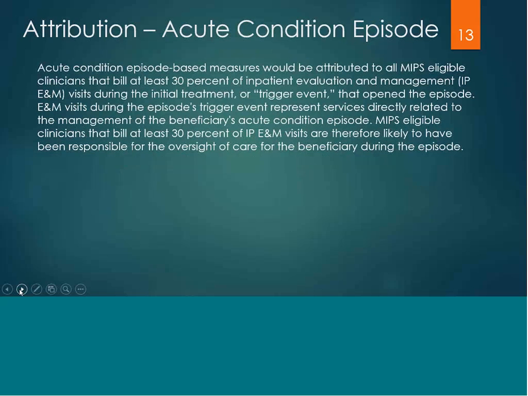So attribution for the acute condition episode would be attributed to all MIPS eligible clinicians that bill at least 30% of inpatient evaluation and management visits during the initial treatment or trigger event that opened the episode. The E&M visits during the episode's trigger event represent services directly related to the management of the beneficiary's acute condition episode. MIPS eligible clinicians that bill at least 30% of the E&M visits are therefore likely to have been responsible for the oversight of care for the beneficiary during the episode.